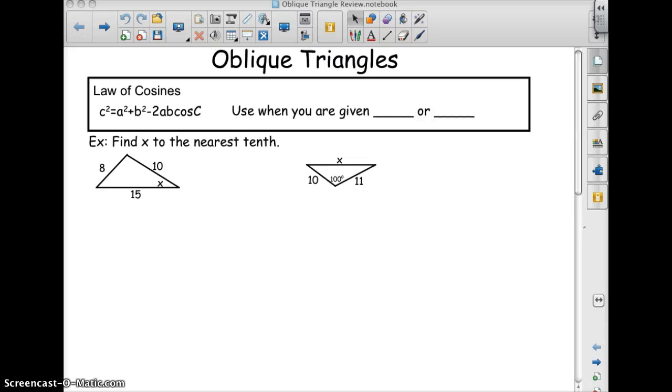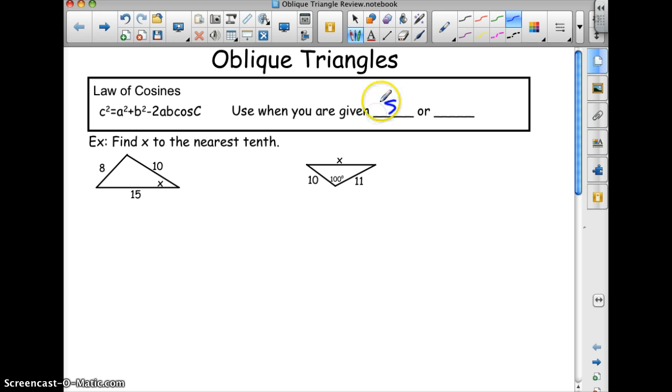Oblique triangles. First thing we're going to talk about is the law of cosines. This is given to you on your formula sheet as well. So you use the law of cosines when you are given side, side, side, or side, angle, side. Those are the only two times you can really use this to solve for any angle or side.